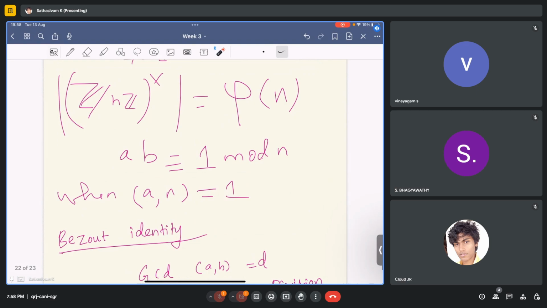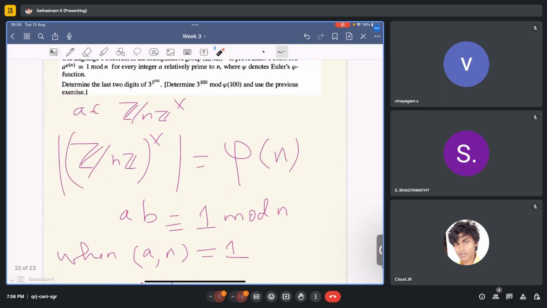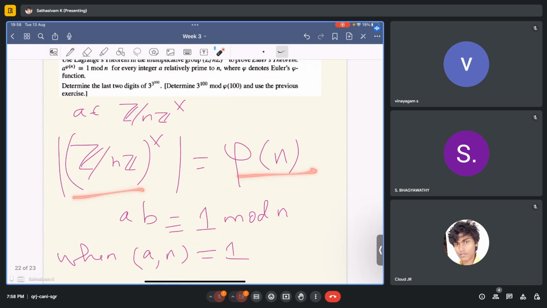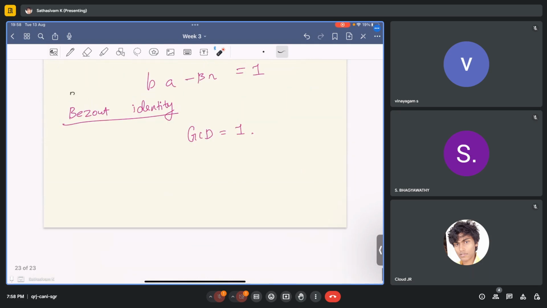So what it tells you is that in this group, the element has an inverse if A and N are coprime. How many elements are there coprime to N? That is phi of N elements. That is kind of the argument. So the size is phi of N. So let's just use the Lagrange theorem. If I take any A here, by Lagrange theorem, what will I get? What is the order of A?